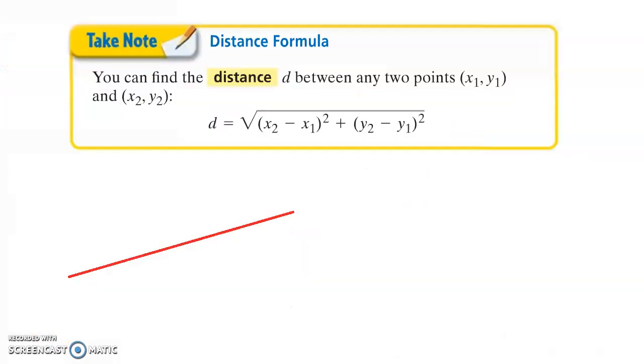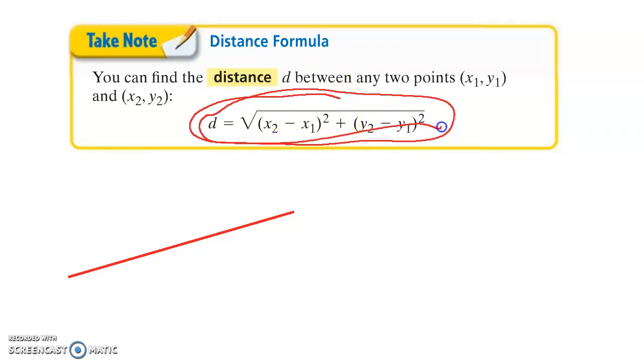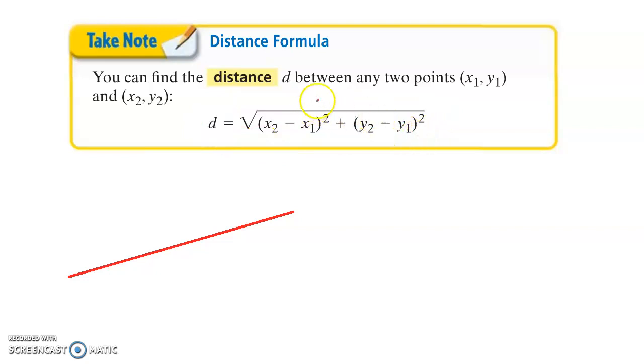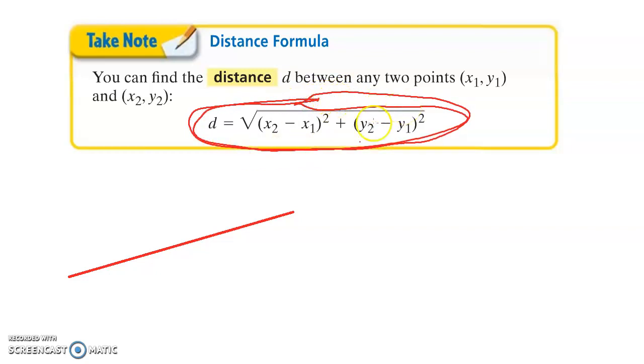So first things first, let's look at the distance formula. This is a very important formula. It is one of two key formulas that we'll be using throughout this lesson. To find the distance of any line that can be written as 2 points, you would use this equation. I'm going to circle it a few times because it's really important. So we're going to use this formula.